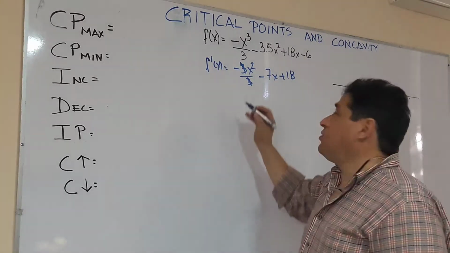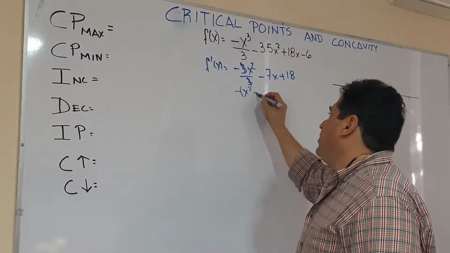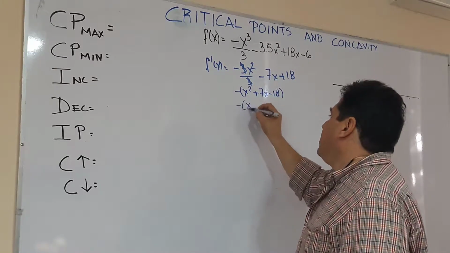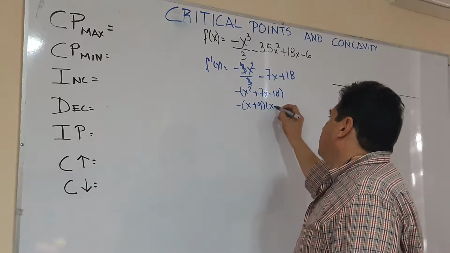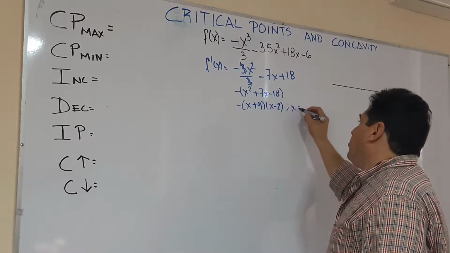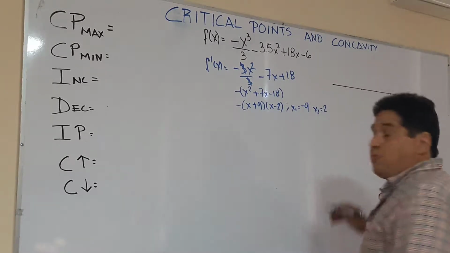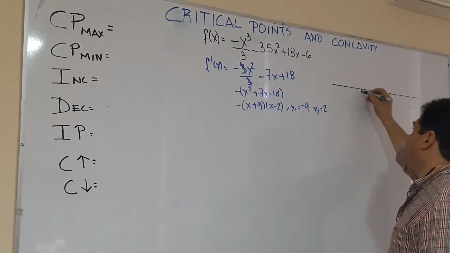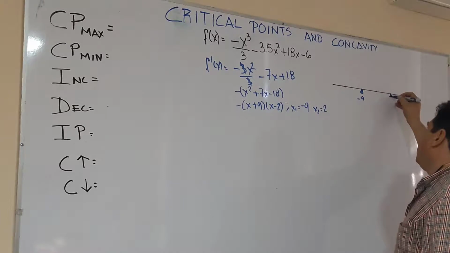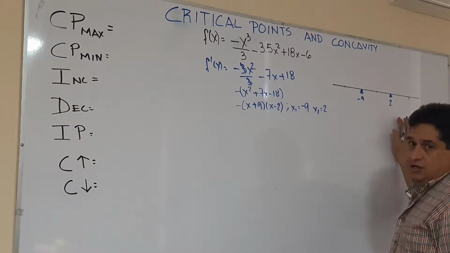So in order to make it easier, I'm going to go minus x squared plus 7x minus 18, which comes out to be minus x plus 9 times x minus 2, and that will give me my two x's, which are x1 equals minus 9 and x2 equals 2. So I'm going to plot it into my line using my triangles at minus 9 and 2. Once again, I do that to know which ones are going to be my critical points.